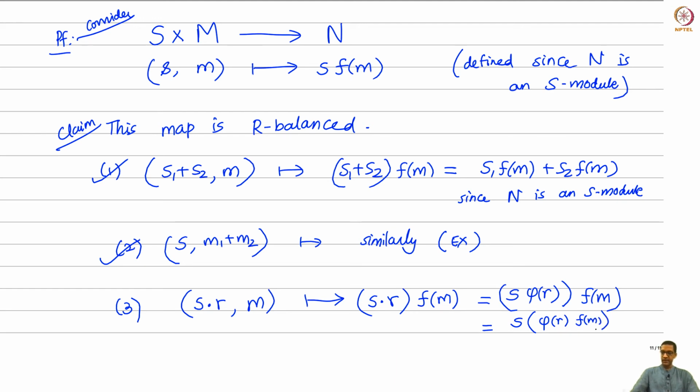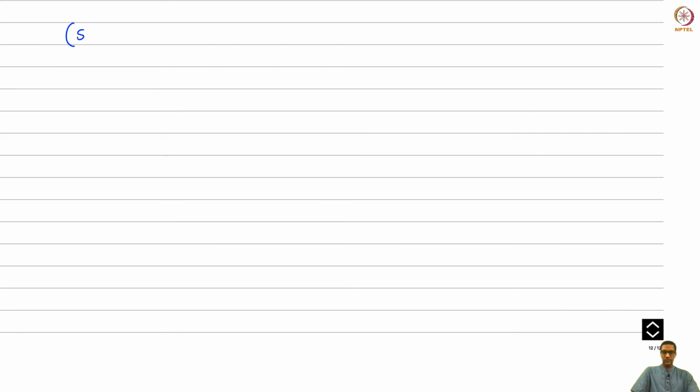Let's do the other side, which is (s, rm). What does this map to under this map? By definition again, this is s acting on F of rm. Now what is F of rm? We said that F is R linear, so we can pull the r out; that's what it means. So this is s acting on r acting on F(m).